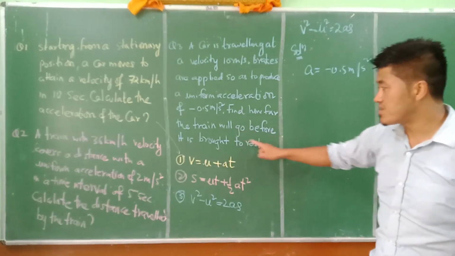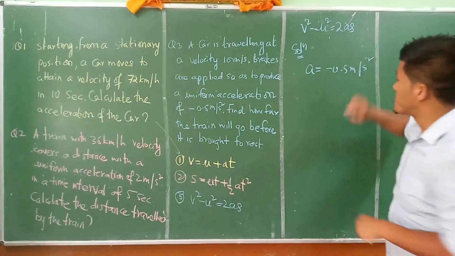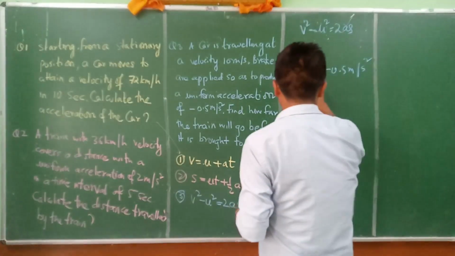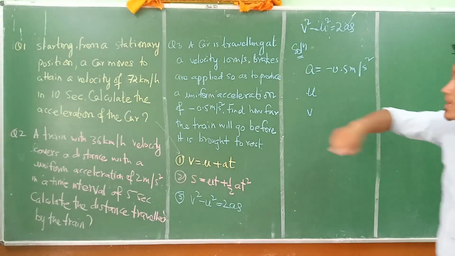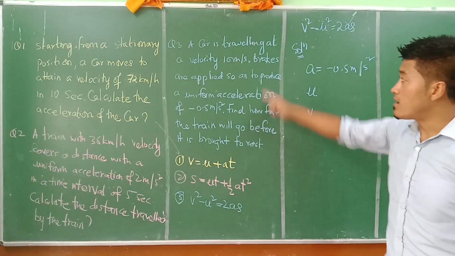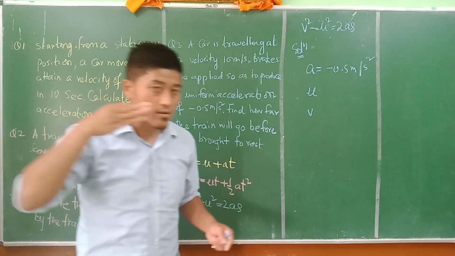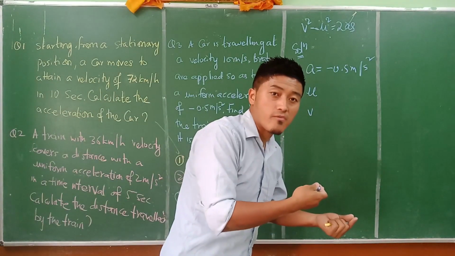Find how far the train will go, right? So this acceleration we got. Now we need V and U. Understand? So now we have to understand which one is U and which one is V, right? Okay. So now a car is traveling at a velocity of 10 meter per second. Now try to understand the situation here. This car is traveling already. When you apply the brake, the car will stop. So what is the final velocity?